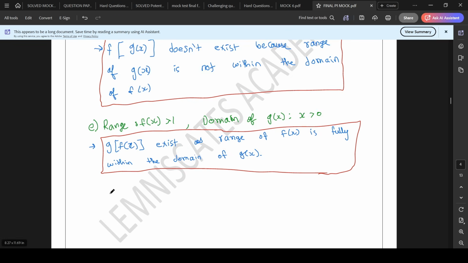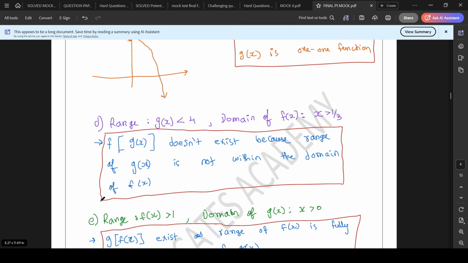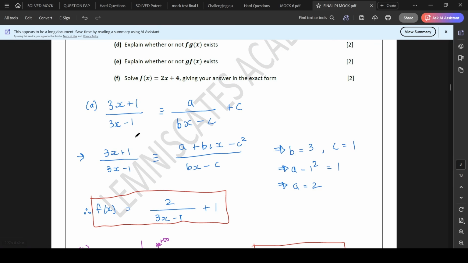Now, the last part, F. We have to solve the function f of x is equal to this, giving our answer in the exact format. So what is my f of x? My f of x was 3x plus 1 over 3x minus 1, and that is equal to 2x plus 4. Or you could have also used f of x as this. Okay, it's up to you.